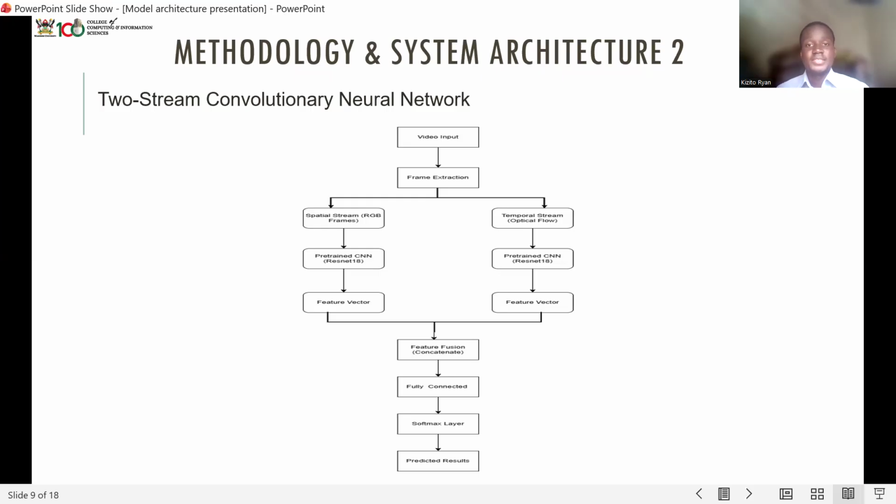And firstly, it is our step one. It begins with video input, just like the previous model. It first receives the clip from our data set, and each clip will contain footage labeled from our three classes.